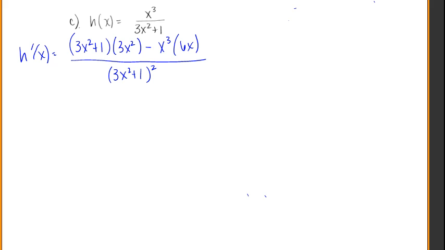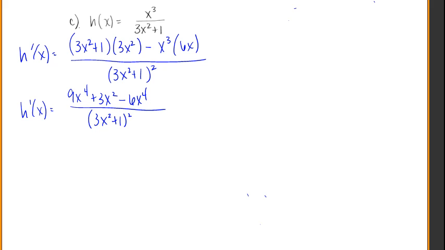Okay, and just seeing if we can clean this up a little bit. I'm not sure if we really can. Let's see, in the top we'll get 9x to the fourth plus 3x squared minus 6x to the fourth, all over that denominator. And I guess we can combine some like terms if we want to. So 3x to the fourth plus 3x squared over our denominator.